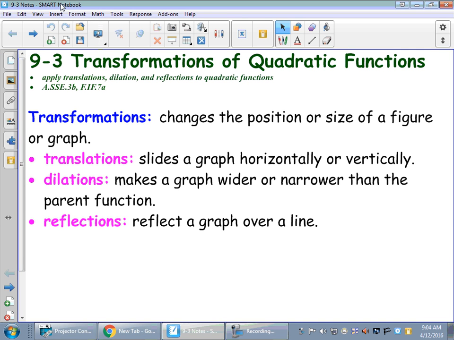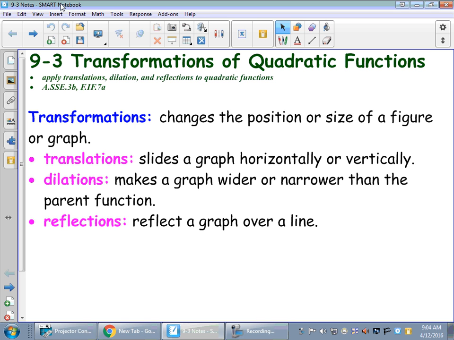These are your 9-3 transformations of quadratic function notes. In this section, we're going to learn how to transform quadratic functions. We're going to talk about parent functions and then look at a different form of the equation of a quadratic function and how each part of that form relates to the different transformations of the quadratic function.